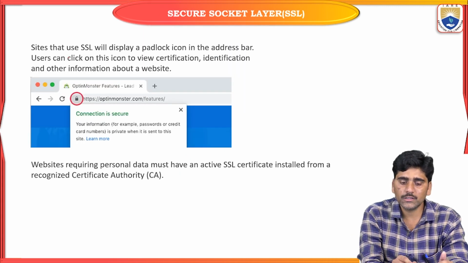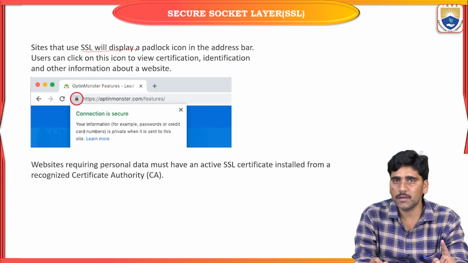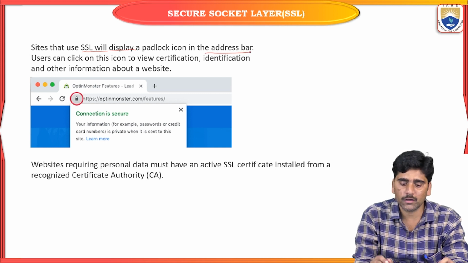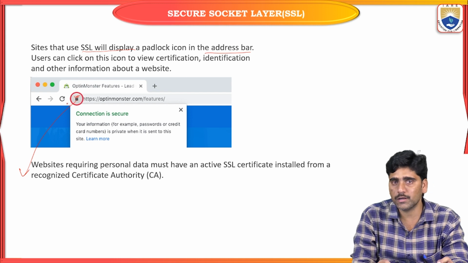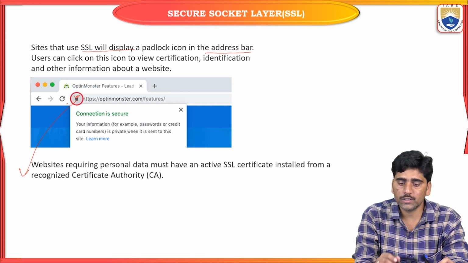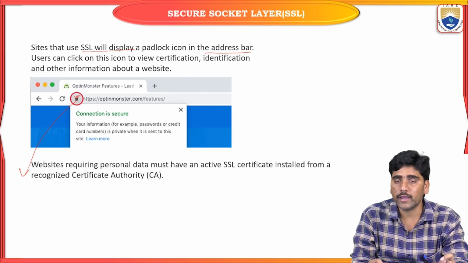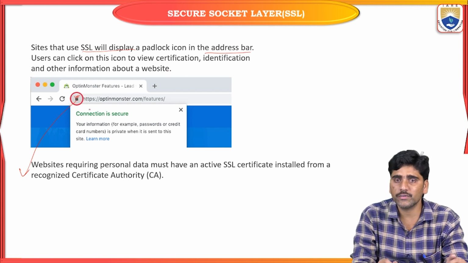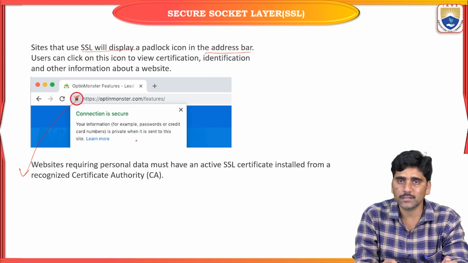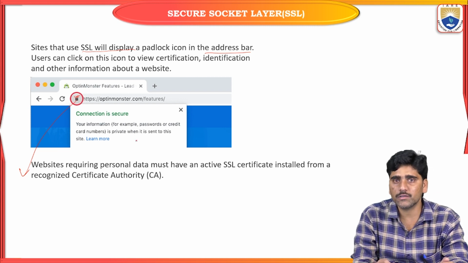Sites that use SSL will display a padlock icon in the address bar. This is the padlock icon, that rounded symbol. Users can click on this icon to view the certification. If you want to see the certification of that website, you can simply click on that padlock sign, which gives the certificate details.